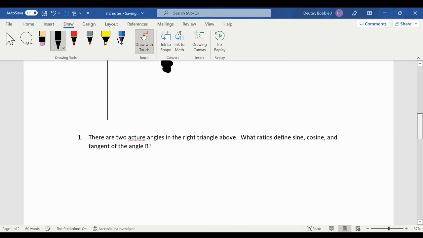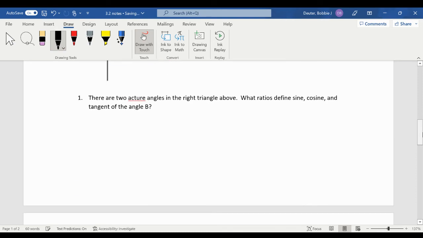But let's look at what happened up here. If there are 2 acute angles in the right triangle above, the ratio is defined. What is the ratio defined? The sine, cosine, and tangent of angle B. So we want to be able to define that. Again, we can refer back to the problem above.